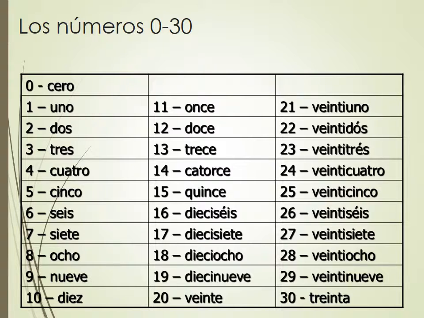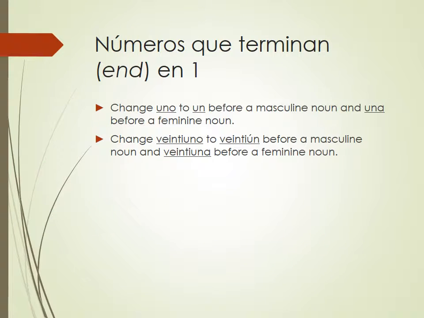16, 17, and that happens from 16 to 19. Then we have 20, and then the similar thing happens from 21 to 29. 20 and 1, it used to be two words, but people really were saying it as one, so it became one word. 21, 22, etc. Again, 21 through 29 are spelled as one word.